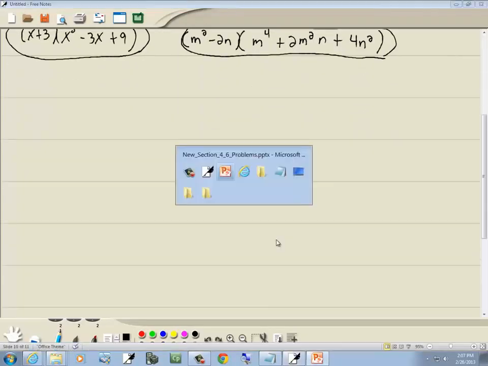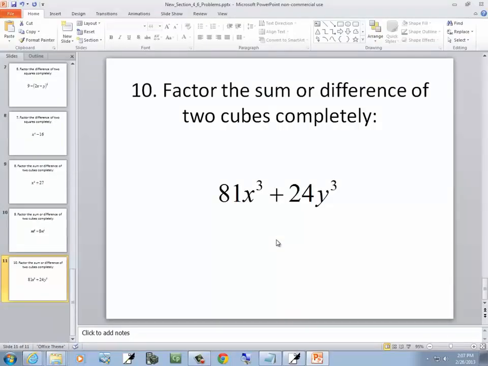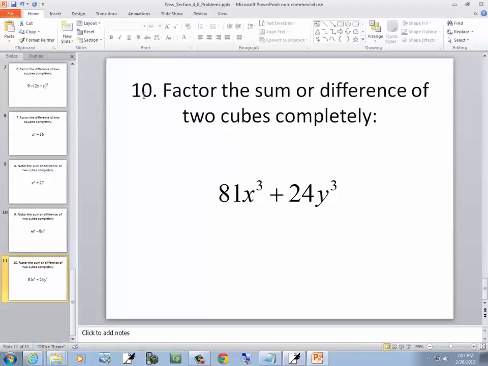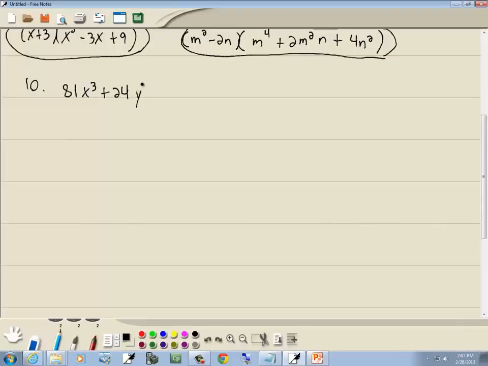Scroll down here. Let's take a look at this one. We've got 81 x to the third plus 24 y to the third. Now if I dive right in with the sum of 2 cubes, nothing times itself 3 times gives you 81. And nothing times itself 3 times gives you 24. So it appears like it's prime again.